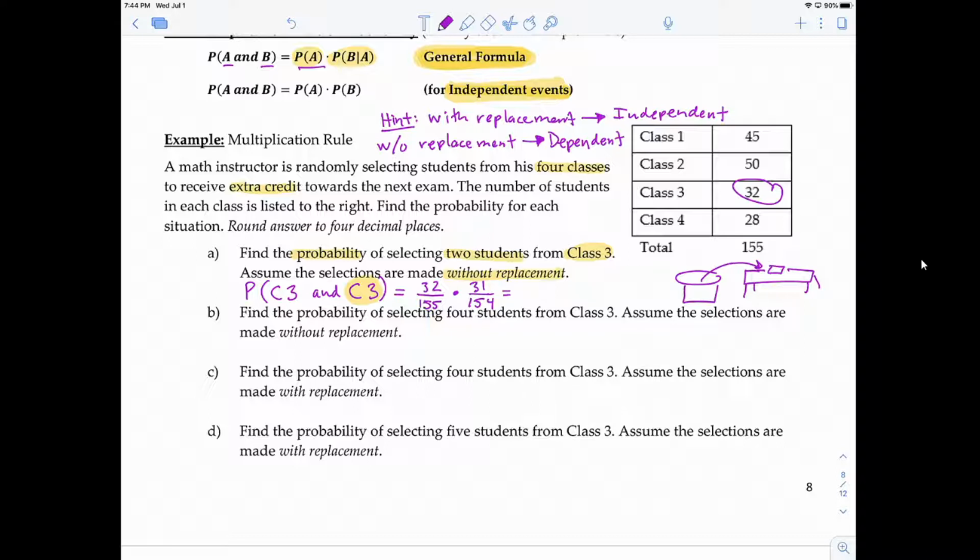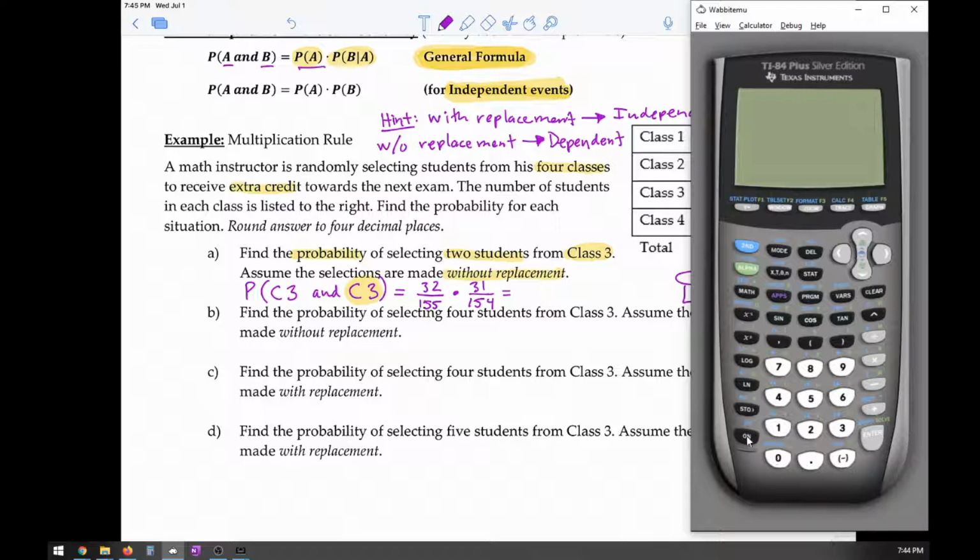So we're going to multiply this. We can multiply straight across. So we're going to go open parentheses, 32 times 31, close parentheses, and then we have 155 times 154, and then close parentheses there. Okay, so rounded to 4 decimal places, we get approximately 0.0416.